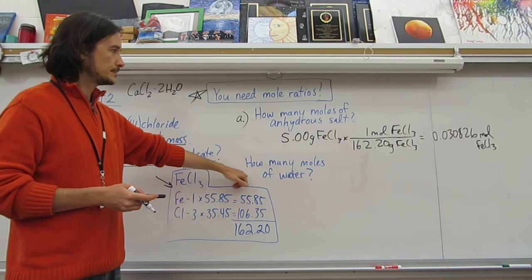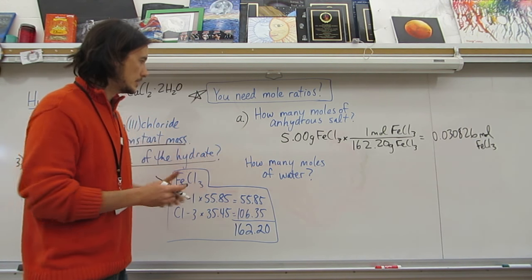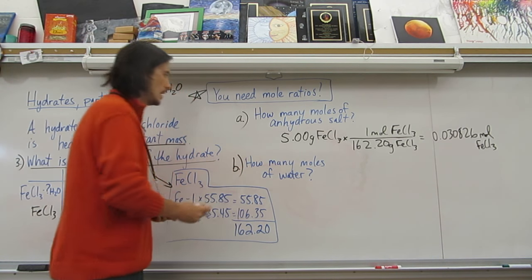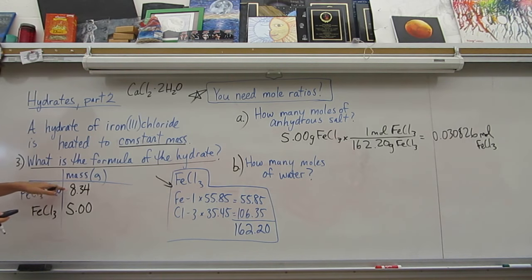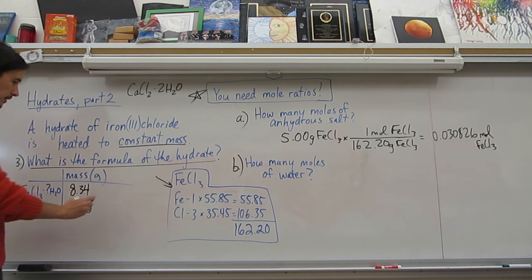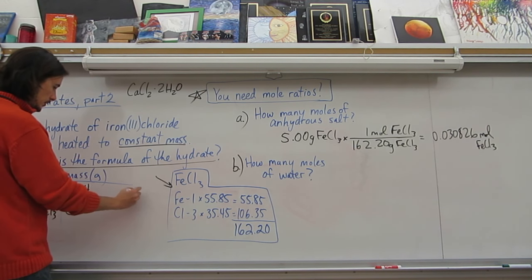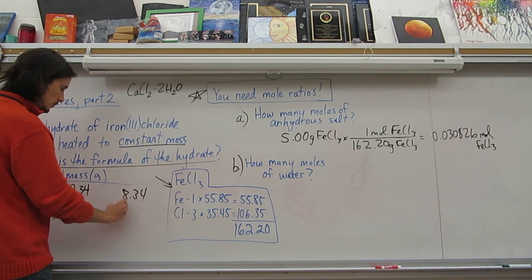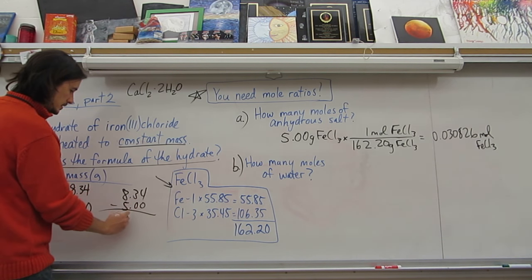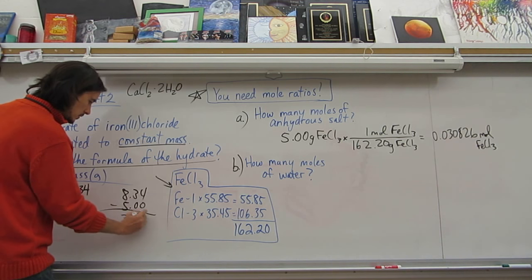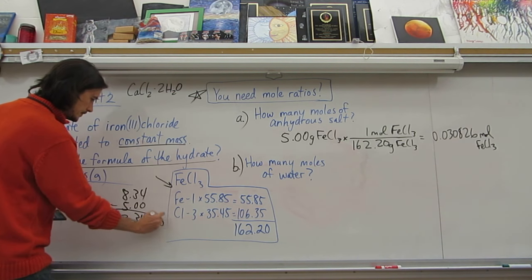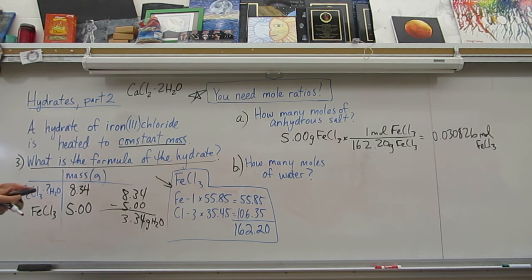How many moles of water? So we got moles of anhydrous salt. Now I need to figure out B, how many moles of water? And if I know this is what I started with and this is what I ended with, then the difference between these must be the amount of water. So the difference is 8.34 minus 5.00. It's 3.34. Right, so 3.34 grams of water.